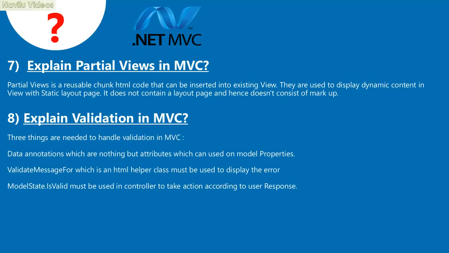8. Explain validation in MVC. Three things are needed to handle validation in MVC. Data annotations, which are nothing but attributes which can be used on model properties. ValidationMessageFor, which is an HTML helper class, must be used to display the error. ModelState.IsValid must be used in the controller to take action according to user response.